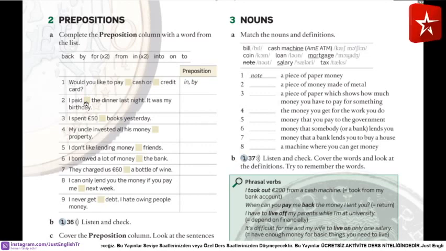Azime, Kerim, Lara, and Tucker, your answers are fantastic. They are correct. I paid for the dinner. And number 3, I spent 50 pounds.